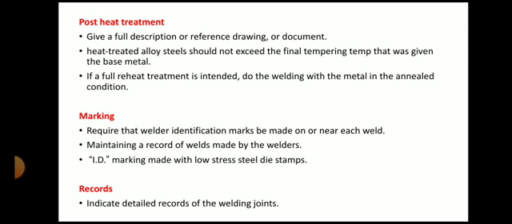Then marking. Marking is also very important. These are helpful to the welder during the welding. The identification marks must be made near to the weld itself, then ID marking made with a low stress steel die stamp. So the information related to the marking, that also you have to provide in your WPS document. And the final one is record. It indicates a detailed record of the welding joint. So these are the parameters that you have to mention in your WPS document.